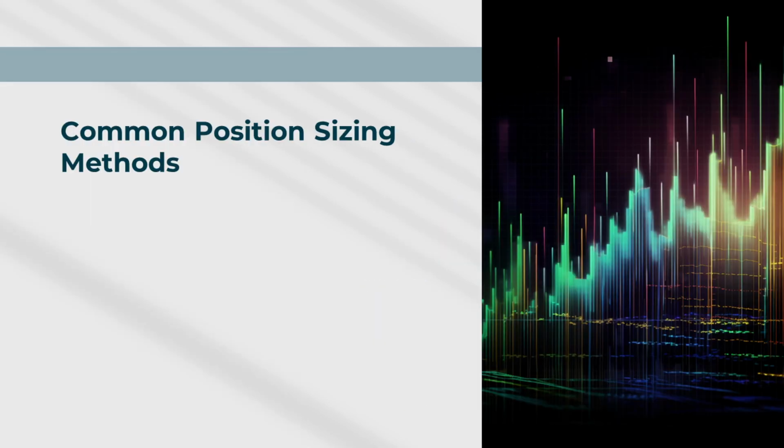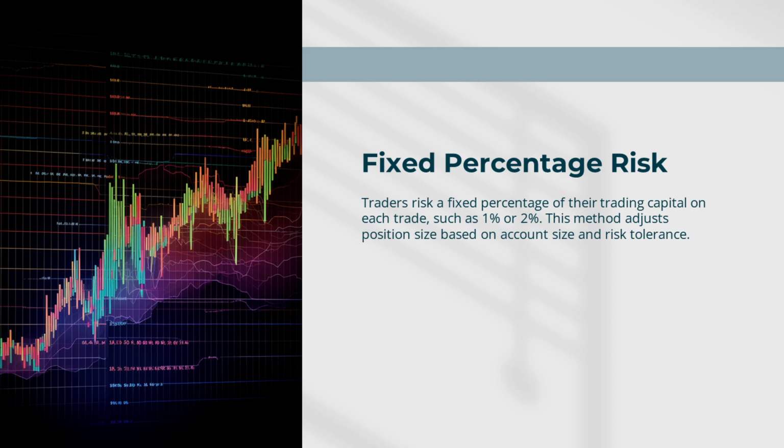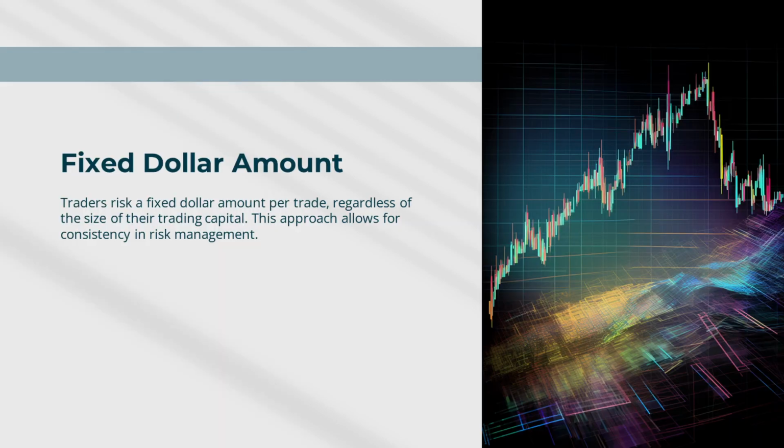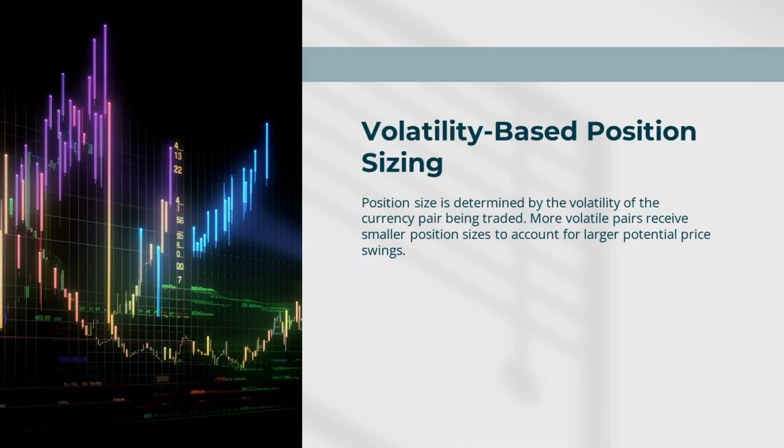Common position sizing methods. Fixed percentage risk. Traders risk a fixed percentage of their trading capital on each trade, such as 1% or 2%. This method adjusts position size based on account size and risk tolerance. Fixed dollar amount. Traders risk a fixed dollar amount per trade regardless of the size of their trading capital. This approach allows for consistency in risk management.